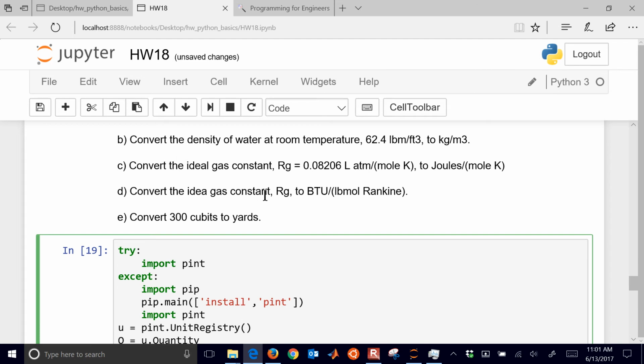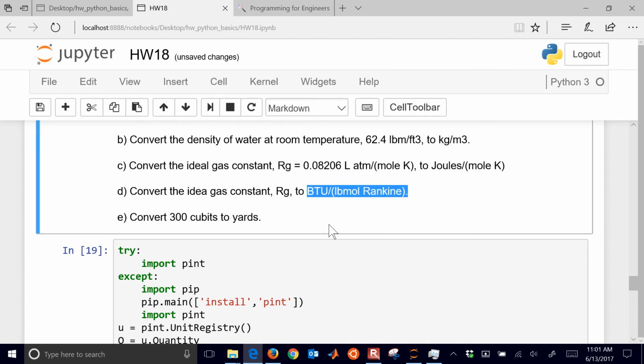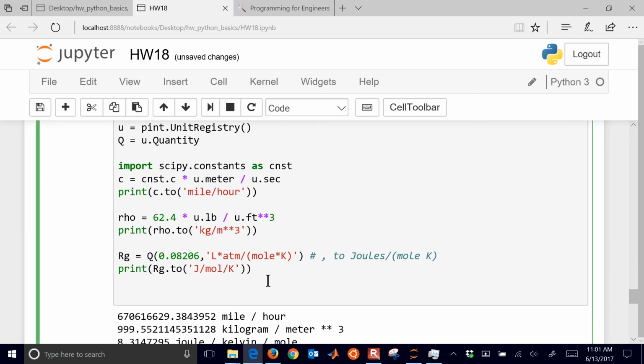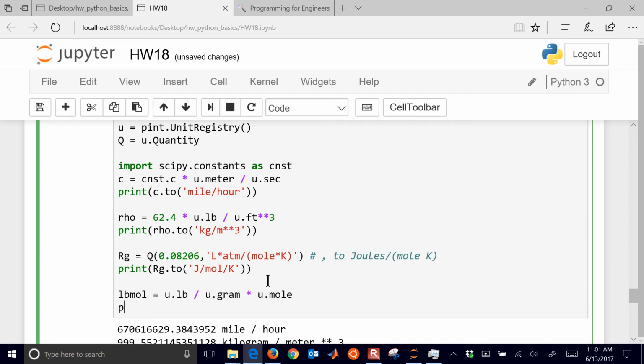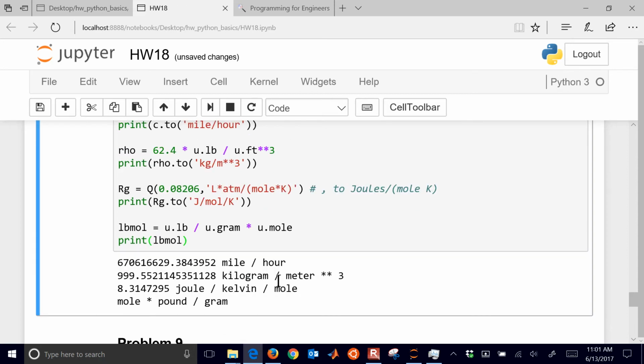So here we have BTU per pound mole Rankine. This one's going to be just a little bit different because pound mole is not defined. You can do pound mole equals U dot LB divided by U dot gram times U dot mole. You could try to define it that way. That'd be one way to define a pound mole, but anyway, I'm just going to go ahead and print this out. Print RG2, and then let's do BTU per pound divided by gram, times mole times degree Rankine.